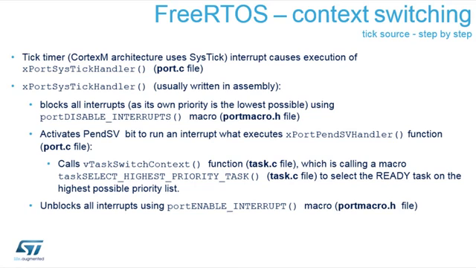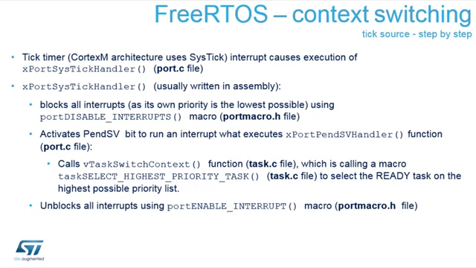This interrupt handler will first disable all interrupts. This is to block any other system functions from interfering, or interrupts from calling any system functions. Then it activates the PendSV bit so that at the end we will execute the context switch when the SysTick handler is finished.